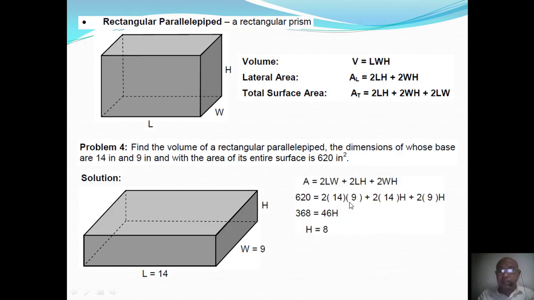So we have the total surface area: twice of L times H plus twice of LW, top and bottom, plus twice of WH, the left side and the right side. Okay, so 620 equal to 2 times 14 times 9 plus 2 times 14 times H plus 2 times 9 times H. And we can solve for H, that is equal to 8 inches. Then the volume, that is equal to LWH, 1008 cubic inches.